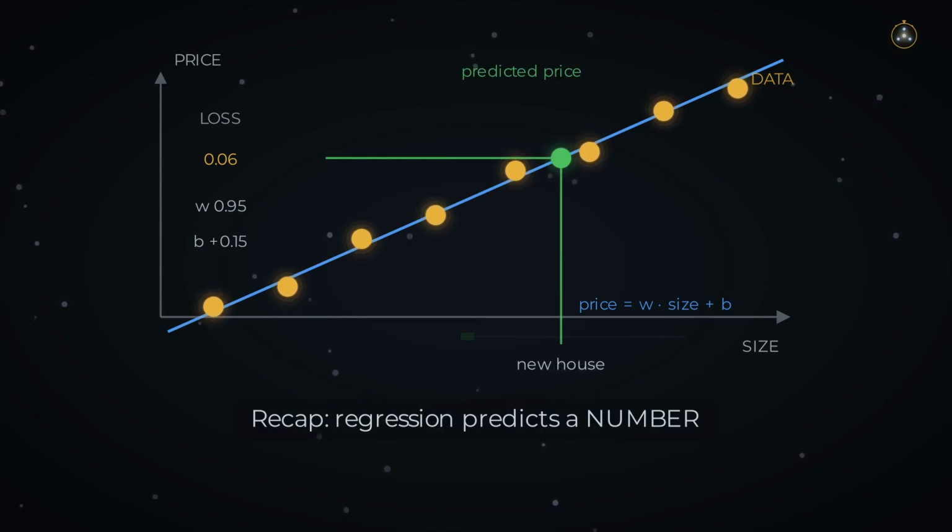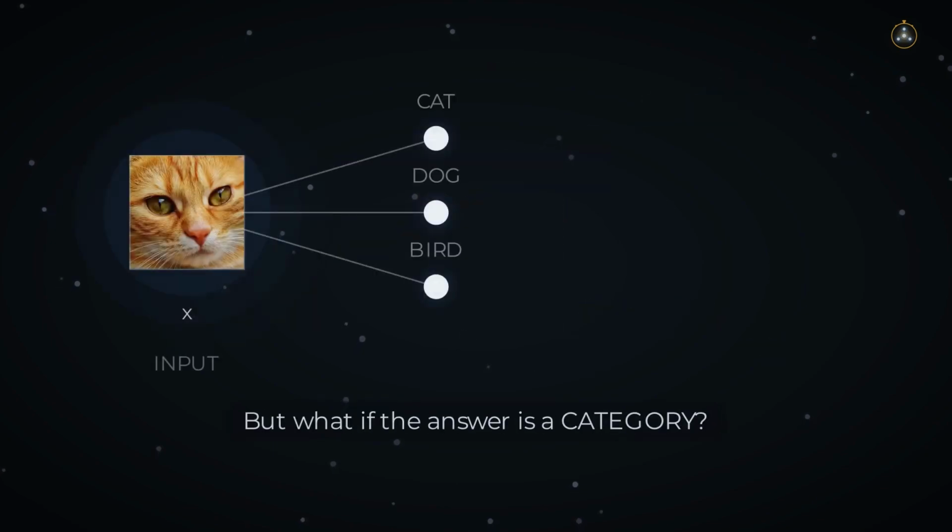Last time, a single neuron learned to predict a house price from its size. One weighted sum, and out comes a single number. But what if the answer isn't a number? Is this photo a cat, a dog, or a bird? That's a category. So, what should the network output?